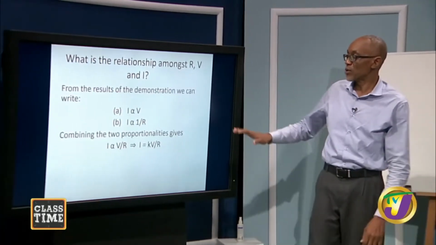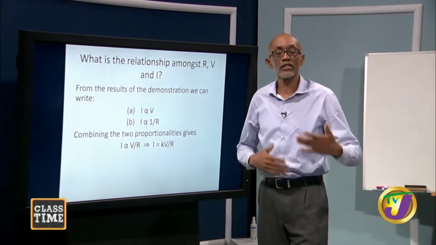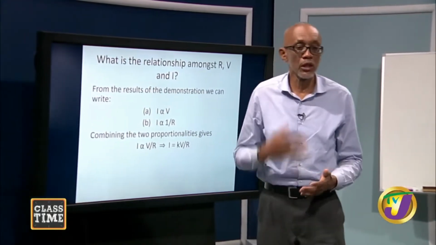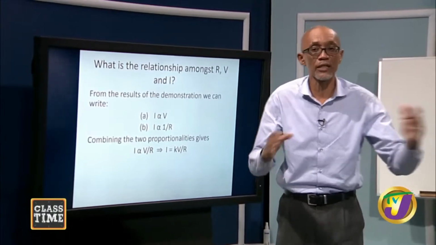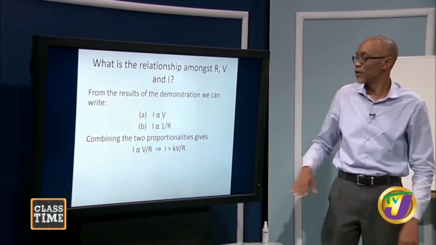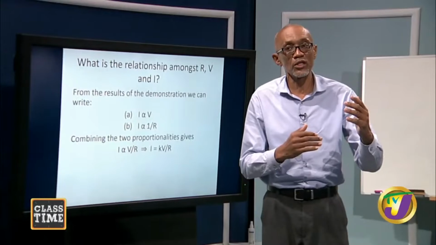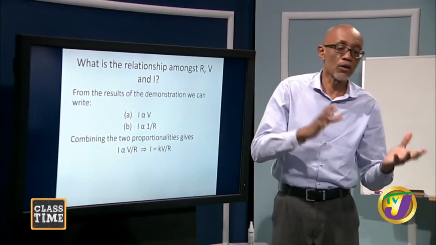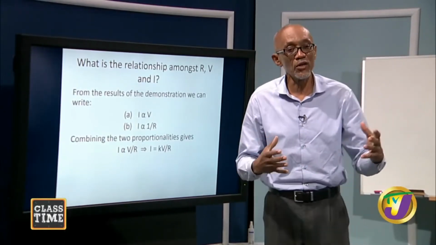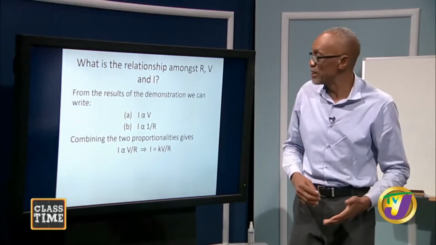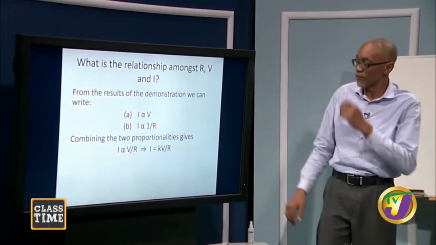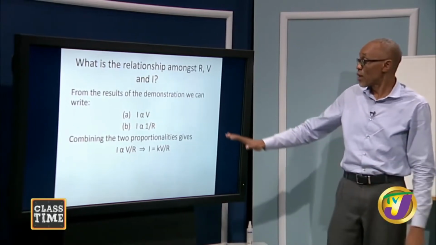From the results of the demonstration, we can write that the current is proportional to the voltage. Increased voltage, increased current. That's a direct proportionality. We can also write that the current is inversely proportional to R. Remember, when we increased the resistance, the current went down. So there's an inverse relationship. Increase R, current will decrease. Decrease R, current will increase. And so there's an inverse proportional relationship.